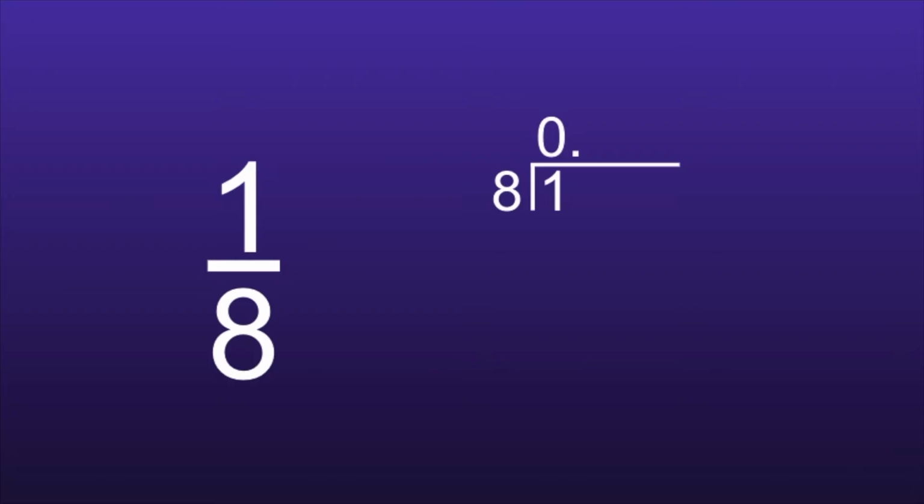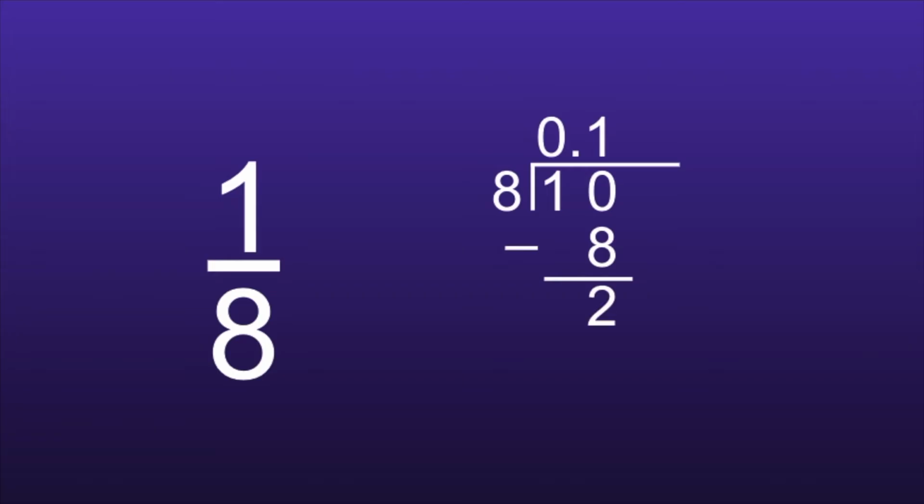And the reason why we write that decimal point is because that number 1 can also be represented as the decimal 1.0000 on and on forever. Moving forward, we're going to keep one of those zeros. Now we want to ask ourselves, how many times does 8 go into 10? 8 goes into 10 one time, and 8 times 1 is 8. 10 minus 8 is equal to 2.